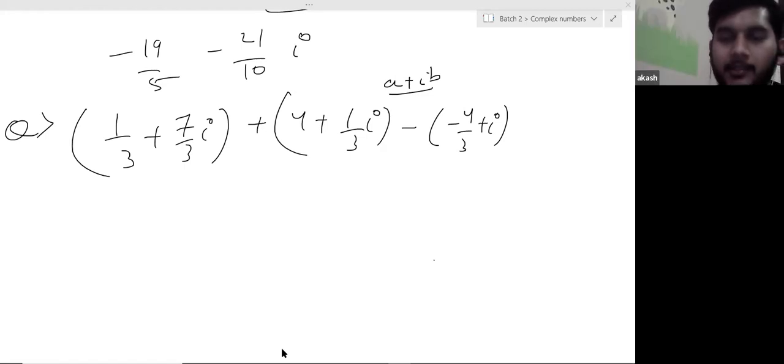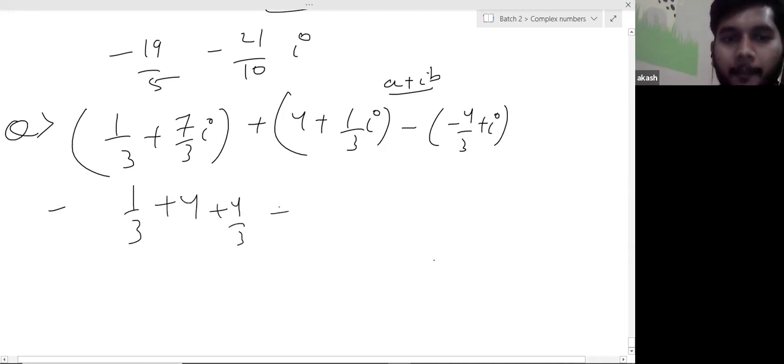Okay, do you have the answers? Atisha answered only. Okay, different answers I see. How to solve very simple addition questions? This is 1 upon 3 plus 4 plus 4 upon 3 plus 7 upon 3i plus 1 upon 3i minus i, right?